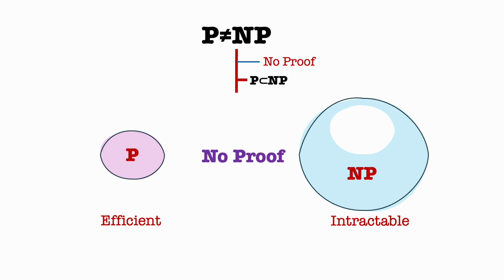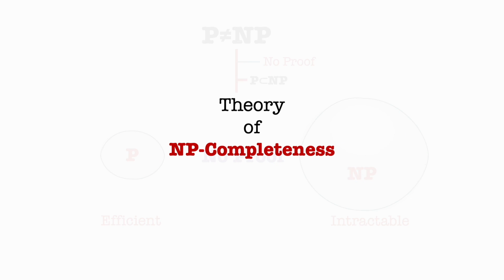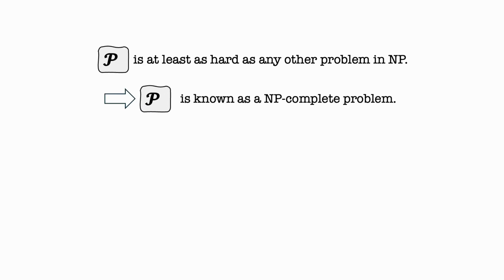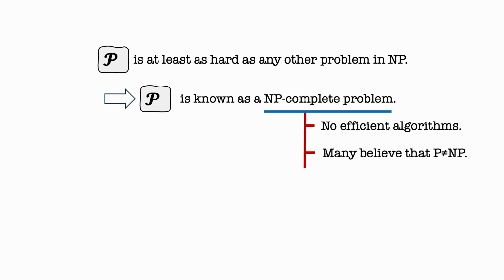However, since there is still no definitive proof that P does not equal NP, the theory of NP completeness was introduced to better understand and classify the hardest problems within NP. Suppose we find a problem in NP which is at least as hard as any other problem in NP. This problem is known as an NP-complete problem. Many NP-complete problems are known. An NP-complete problem is considered a hard problem, and for many years, mathematicians and computer scientists did not find efficient algorithms for NP-complete problems. Therefore, many believe that P is not equal to NP.